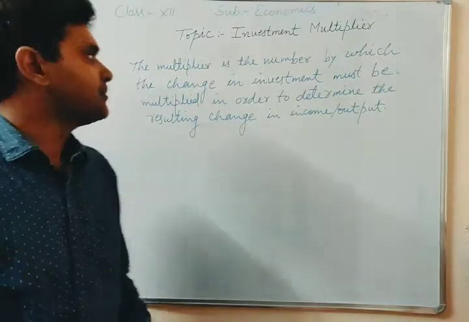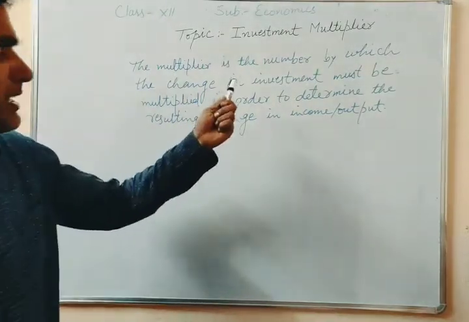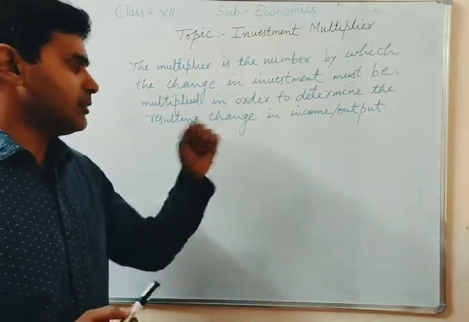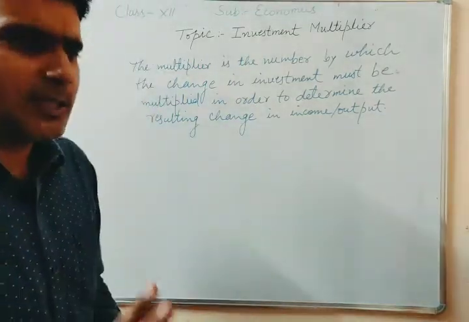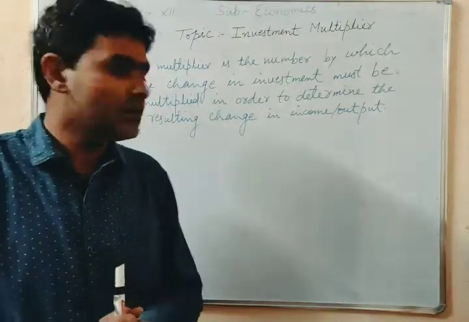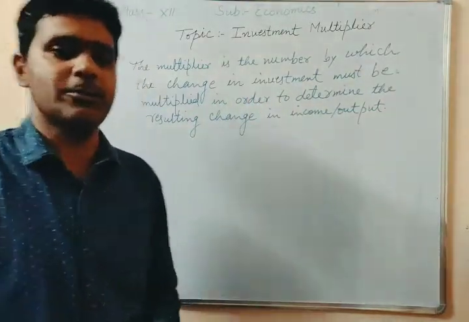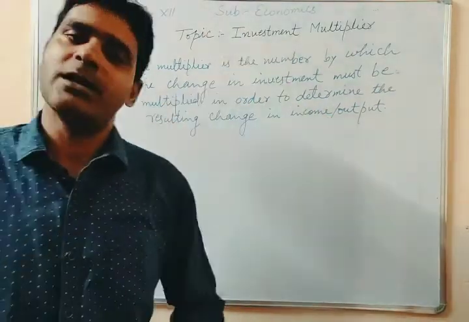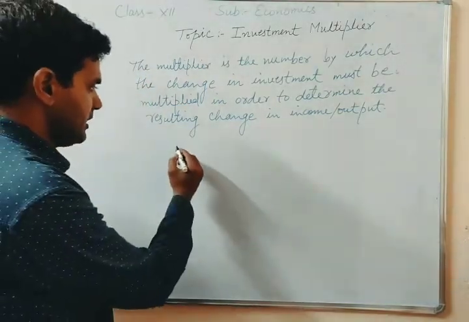Dear students, I have written the definition of the multiplier over here. The multiplier is the number by which the change in investment must be multiplied in order to determine the resulting change in income and output. This change in income and output is due to the initial change in investment. We denote the investment multiplier with K.